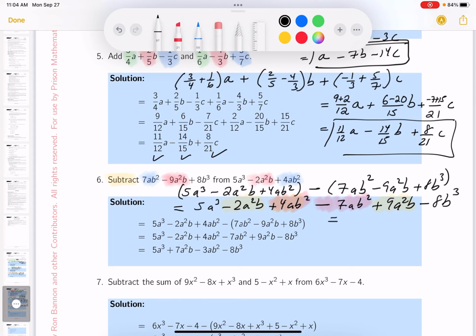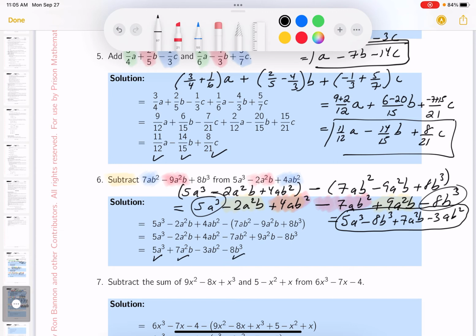Well, let's write this down now. I see 5a cubed, that's this guy over here, minus 8b cubed. Now let's combine the other terms. Let's do the yellow guy first. That's minus 2 plus 9 is plus 7, a squared b, and 4 minus 7 is minus 3, ab squared. I'm going to circle it, and I'm not going to say I'm right until I check it. So I'm seeing the 5a cubed, the minus 8b cubed, the 7a squared b minus 3ab squared. So it worked out fine.